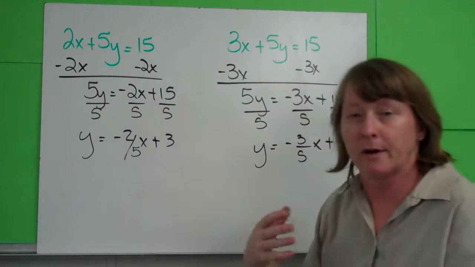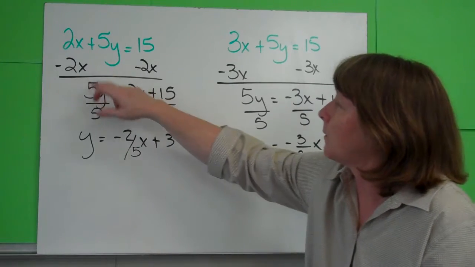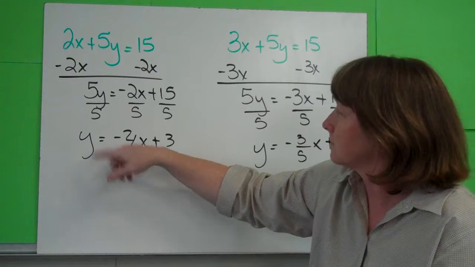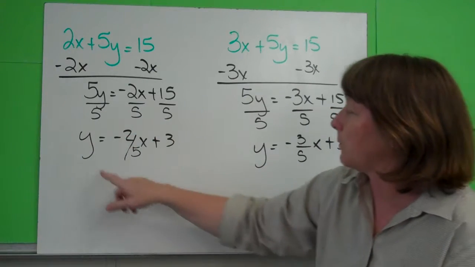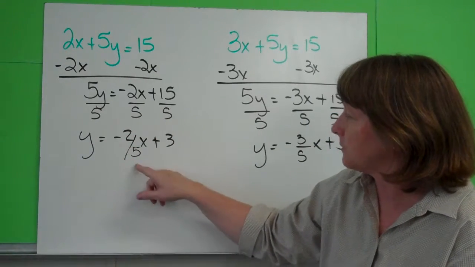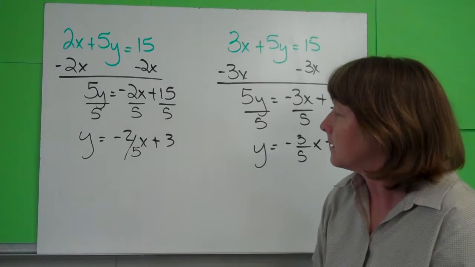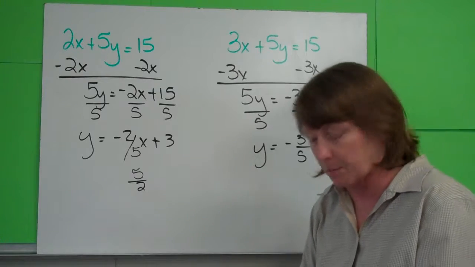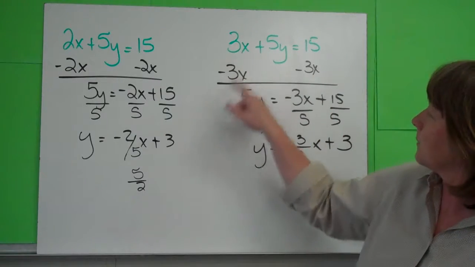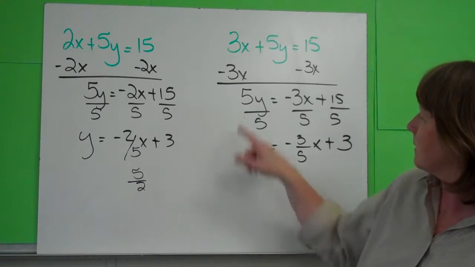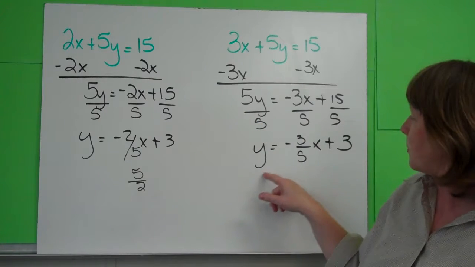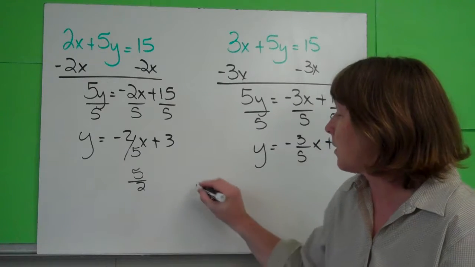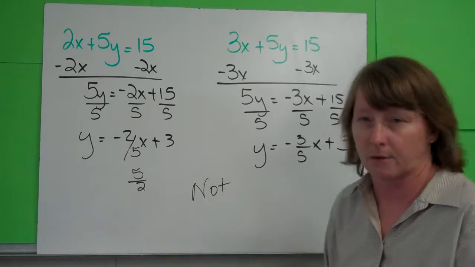Let's look at one where it doesn't come out that way. So on this one, once again, standard form. We subtract 2x and divide by 5, and we have y equals -2/5 x plus 3. The opposite reciprocal of that would be 5/2. So that would have to be the slope on the other equation. When we go through this, we subtract 3x, then divide by 5, and we end up with y equals -3/5 x plus 3. So these are not perpendicular lines.